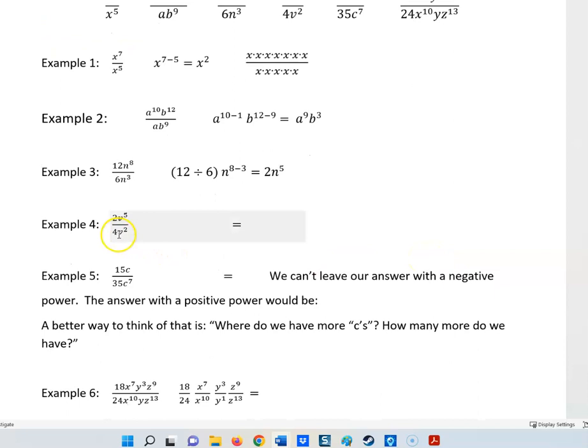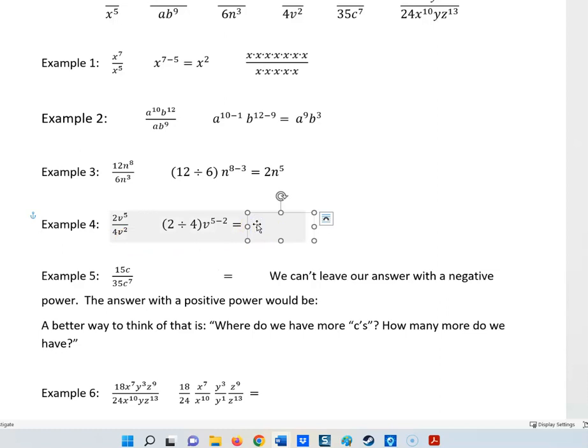All right, in example 4, we can have numbers that come out to be fractions. That's perfectly fine as well. When I start this problem, I'm going to think of the 2 divided by 4 separately. I don't want to use decimals. I want to use fractions here. And then where do I have more v's? I have more v's on top. How many more? Well, it's going to be 3 more.